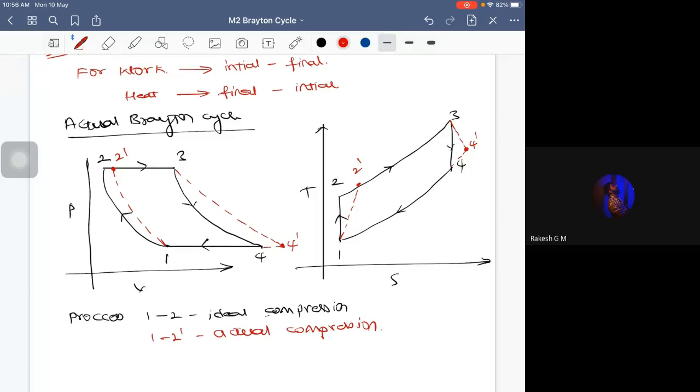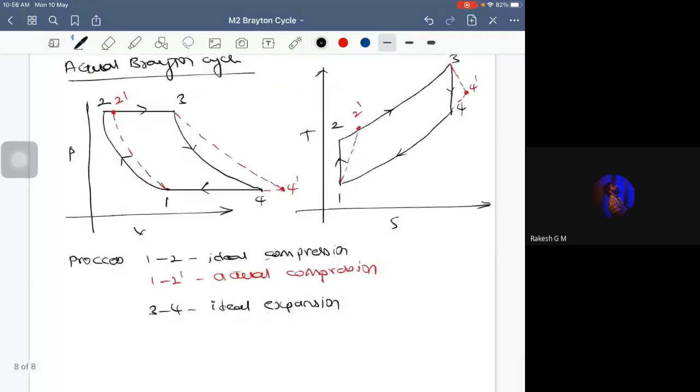Got it? So in case of the expansion, I would write the process 3 to 4 is what? It is ideal expansion. Ideal in the sense, I can even write it as isentropic. It is isentropic expansion. Even this is isentropic compression. Whereas the process 3 to 4 dash is what? Your actual thing which is happening, which is an actual expansion.